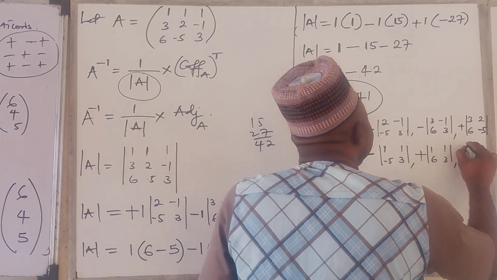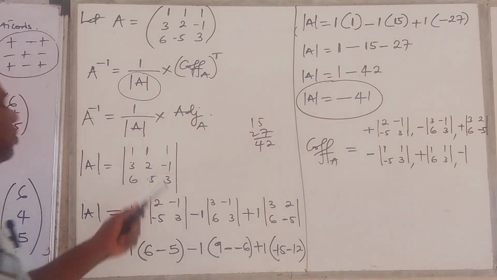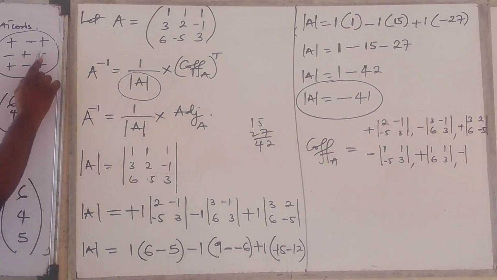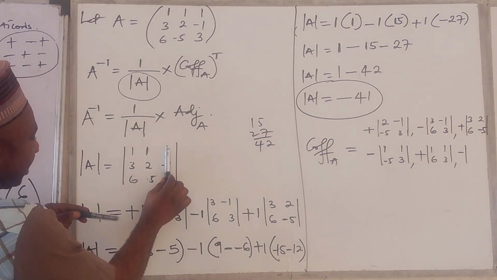Now lastly, we have minus. The minus tallies with this minus 1. So you go to the position of the minus 1, and you close the minus 1 here.